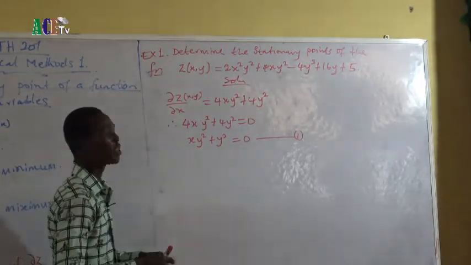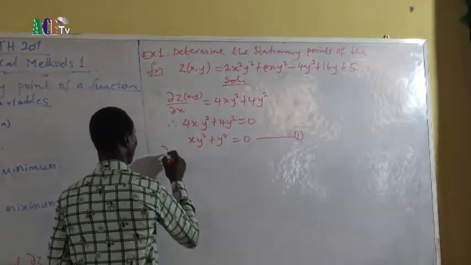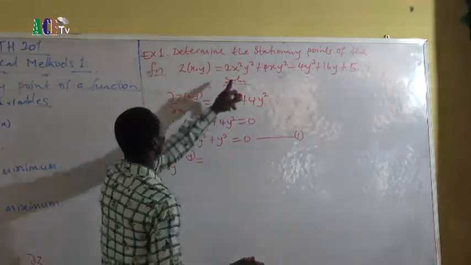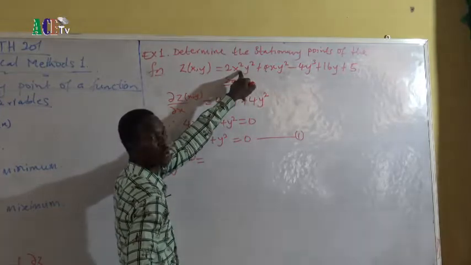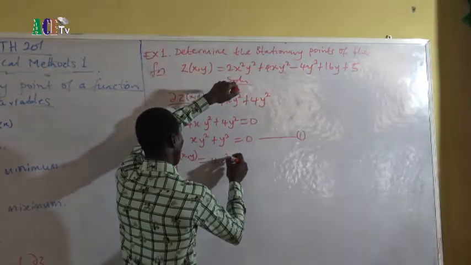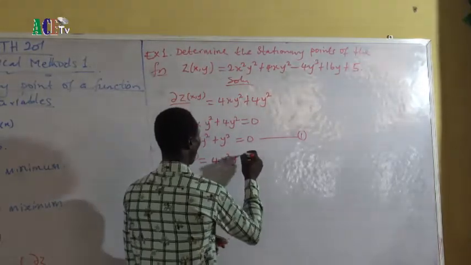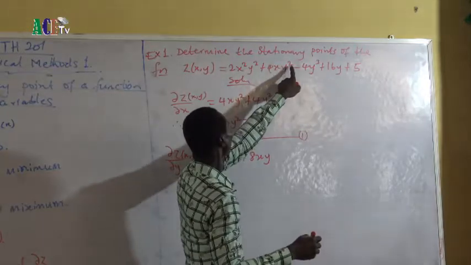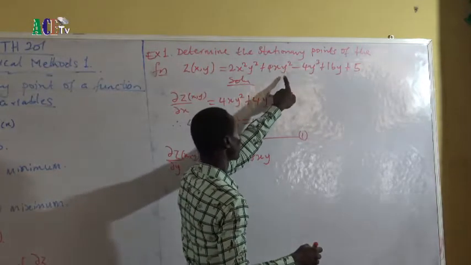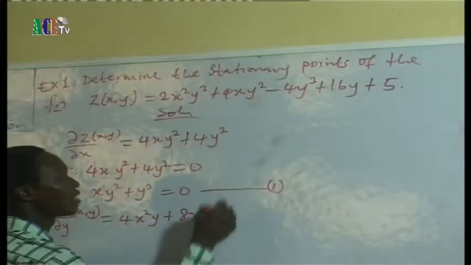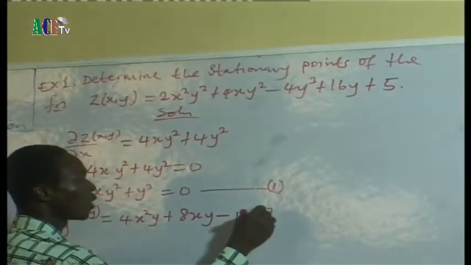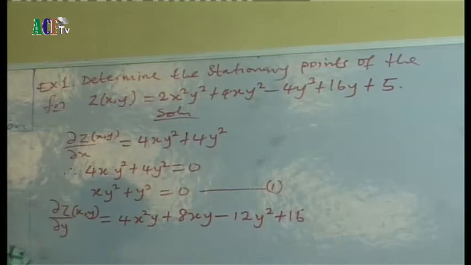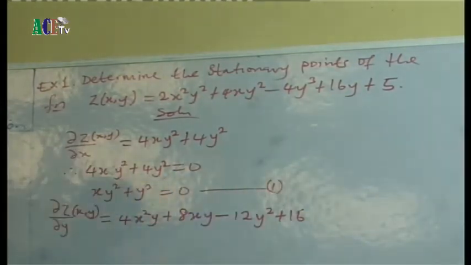Now again, let me differentiate this function, z of x comma y, with respect to y. With respect to y now, x squared will be constant. It will be 4x squared y plus 8xy. This one will be 8, then x will be constant, y will be removed by 1. Minus 12y squared, plus 16. y will be 0. This one will be 16.